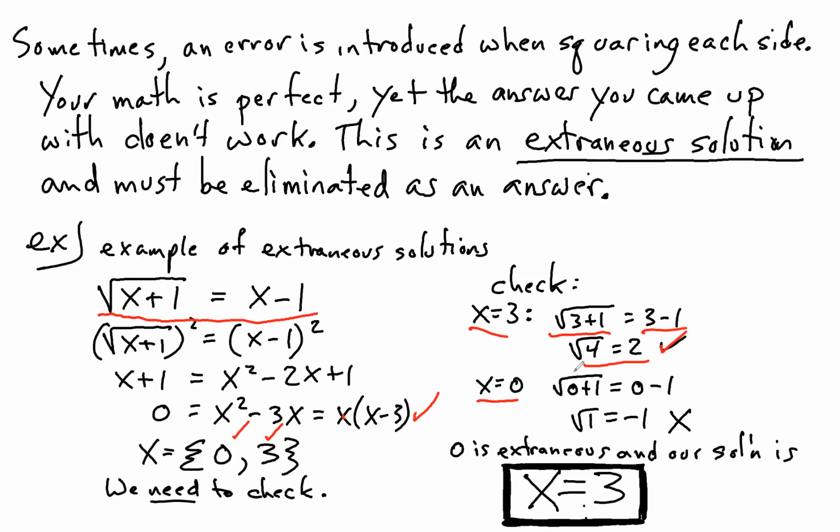X is equal to 0. Let's plug that in. I have radical 0 plus 1, which is just radical 1. But over here on the right, 0 minus 1 is negative 1. And I have a radical equal to something negative. Can't do that. So we only have one answer, and that is x is equal to 3. We have to eliminate x is 0 from the answer list.